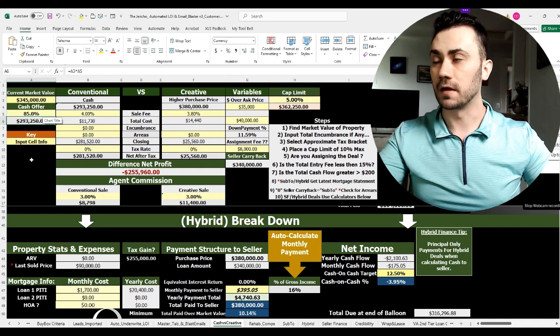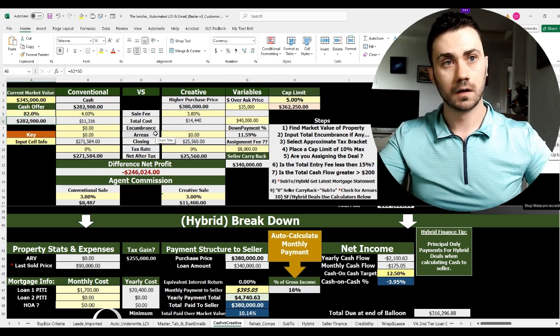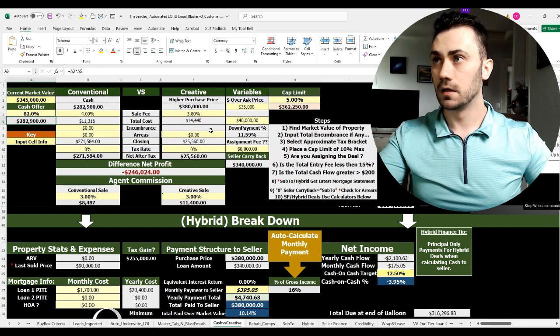And if we offer the cash offer at $293,000, I think that's a little high. So I'm going to come down to maybe 82%. And I think that's enough wiggle room for an investor or wholesaler to have equity in the property to either sign it as well. You'll have enough wiggle room to do any type of miscellaneous repair costs of this property.